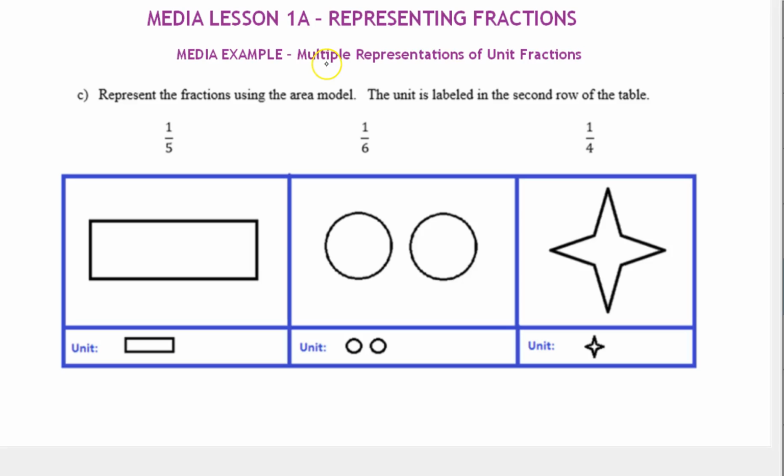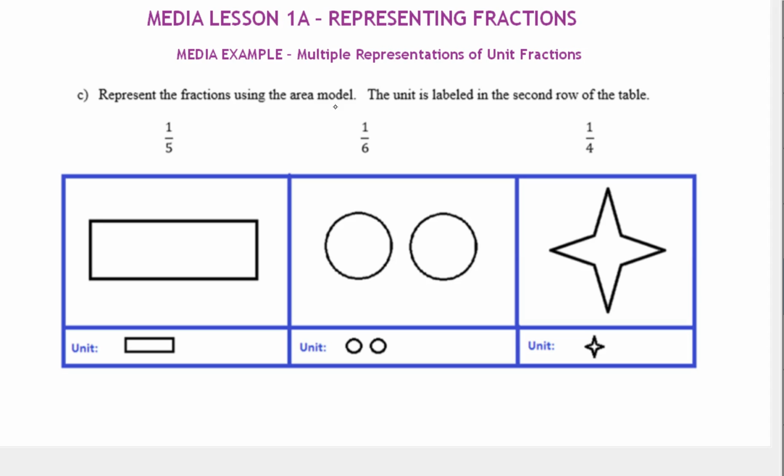We're going to continue to use multiple representations of unit fractions. Remember, unit fractions are fractions with a numerator of 1. And here we're going to use the area model. So again, the more ways we have to represent a fraction, the more fluid we can be in all the different contexts and situations we'll see.